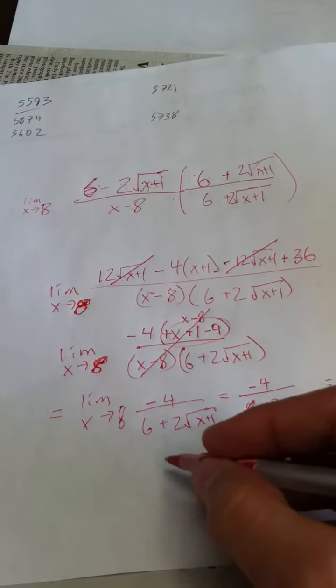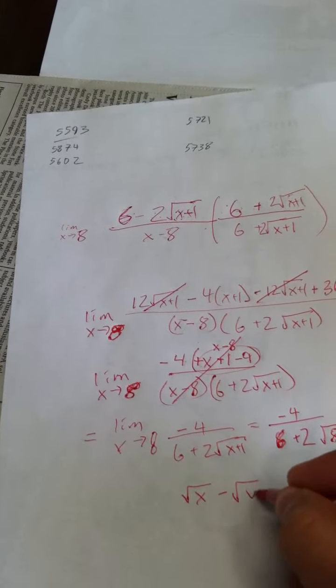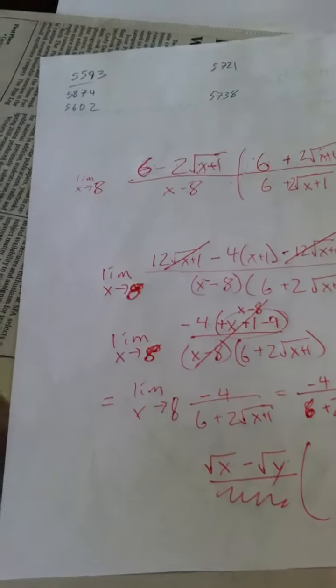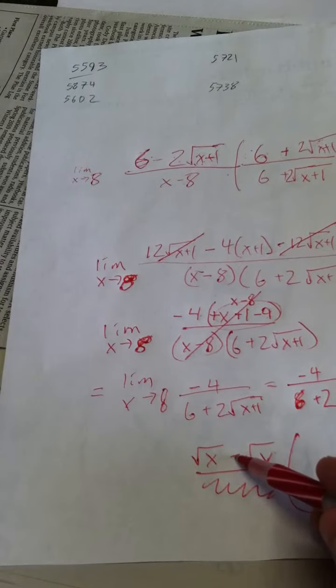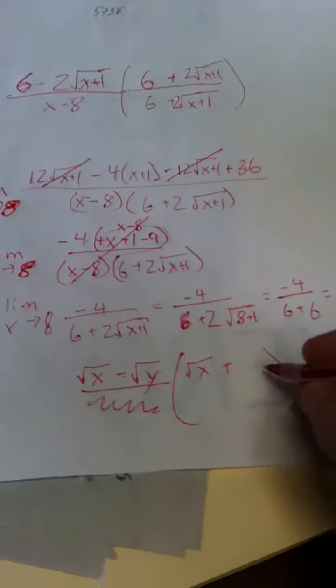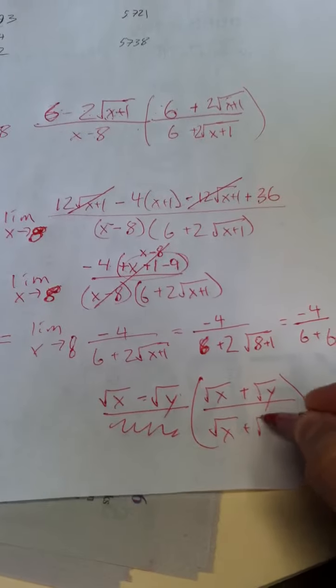Now, if you had something where you had, say, the square root of x minus the square root of y over whatever you had there, how do you cancel that? Well, you've got to just change the sign. So the square root of x plus the square root of y. Got to always put the same thing on the bottom.